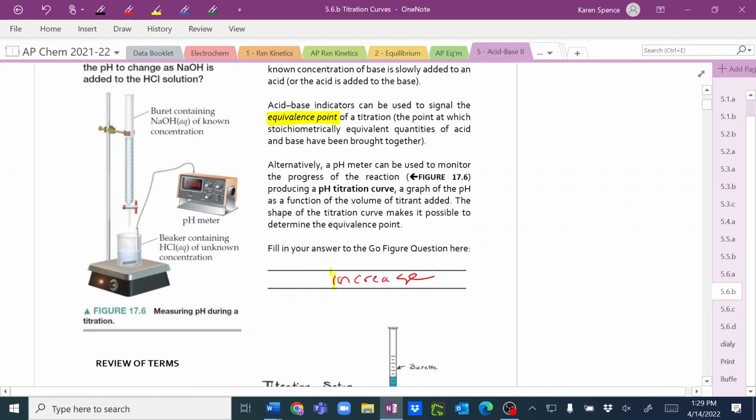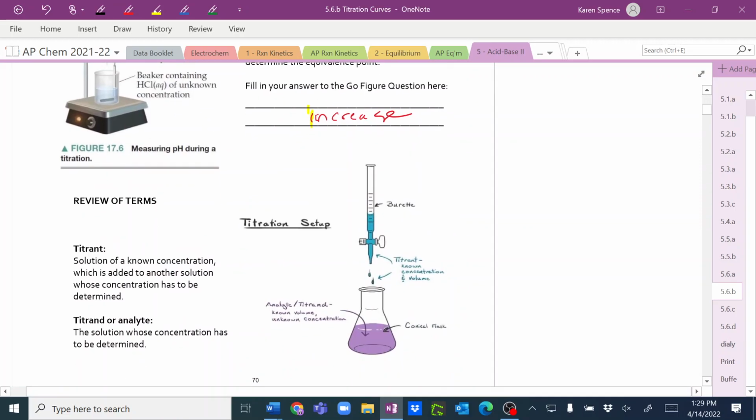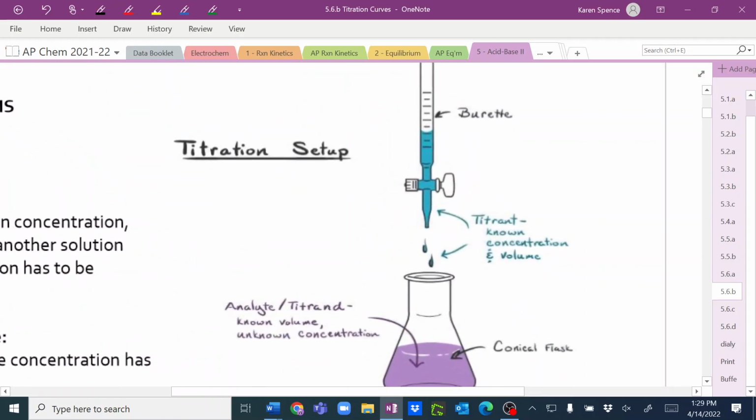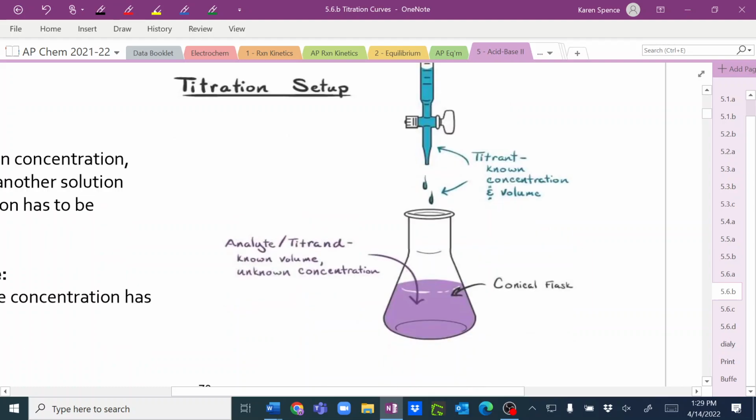Here is our little picture here of our burette, our titrant, our analyte, which I think I've been misspelling. I think I've been spelling it analyte, maybe? But that looks so wrong. I feel like I've been saying it wrong, but maybe spelling it right, I'm not sure. Anyway, it is analyte, okay?